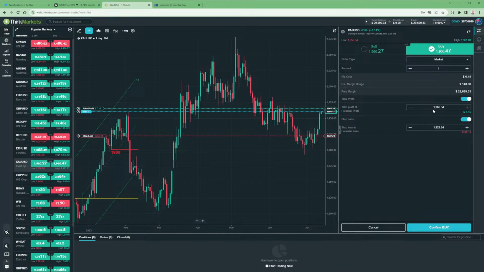Well, I don't think I need to. I was going to say how easy it is to figure out what 1 pip is worth. Well, it actually tells us. So I was going to work it out here, but I don't need to because the information's here. It's even better. So it's telling us 1 pip is going to cost me 15 cents.